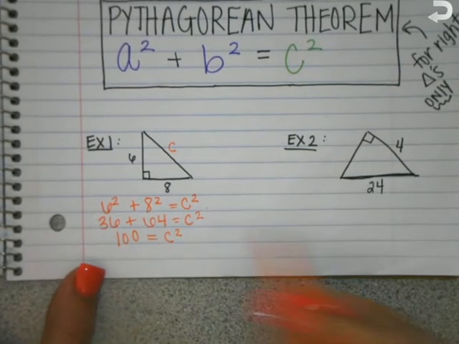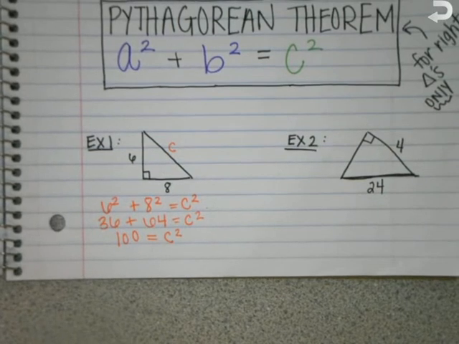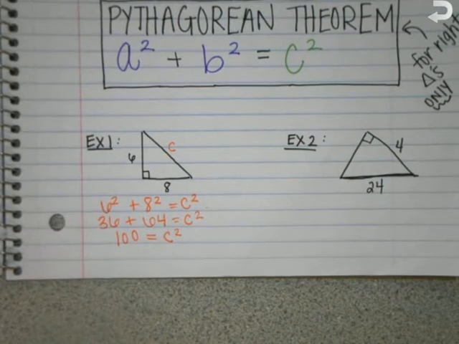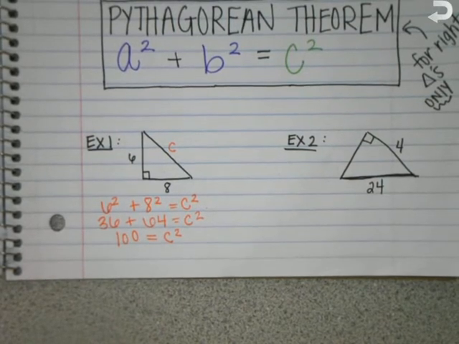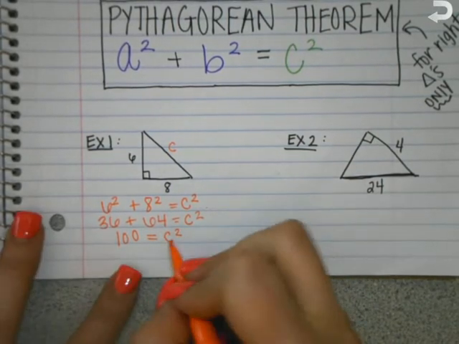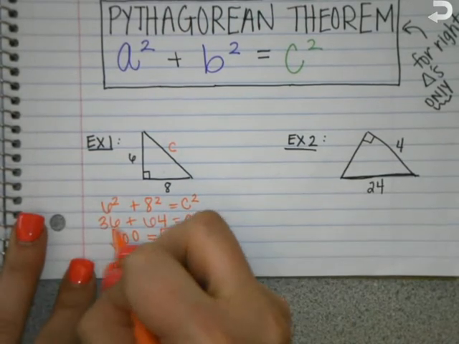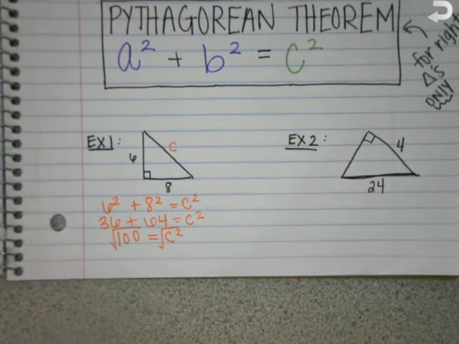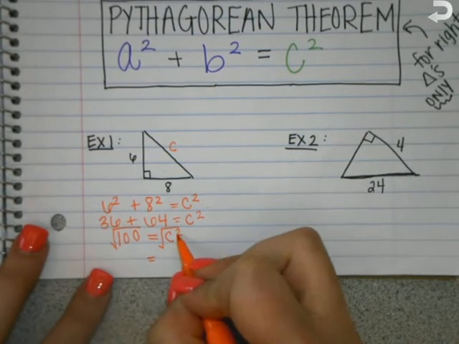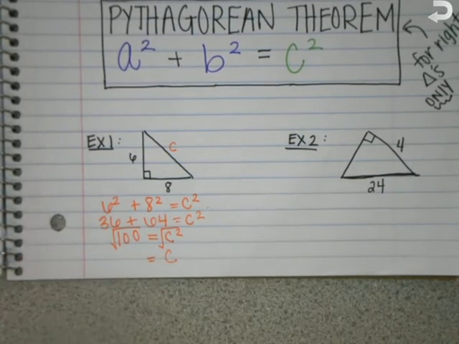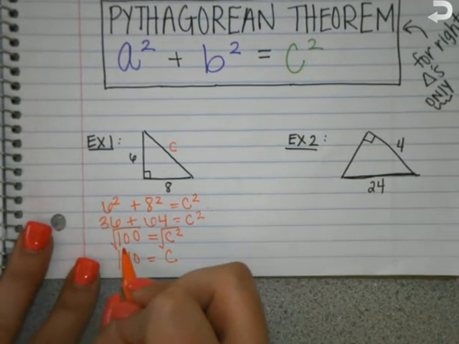Did I solve for the length of the side? No, because I have C squared, but I'm looking for C. So what's the opposite of squaring something? Square rooting it. So square root both sides, because whatever you do to one side, you have to do to the other. So the square root of C squared is just C, and what's the square root of 100? 10. So your hypotenuse has length 10.